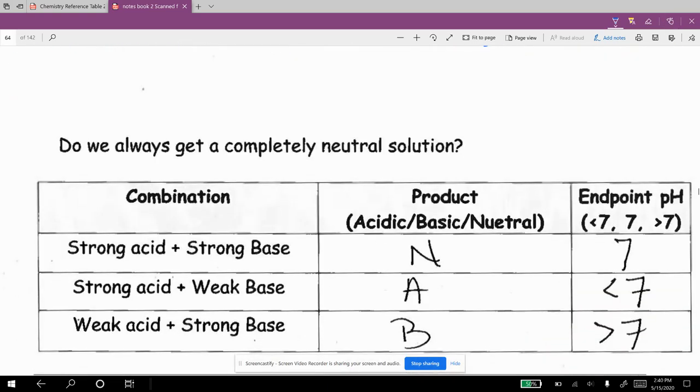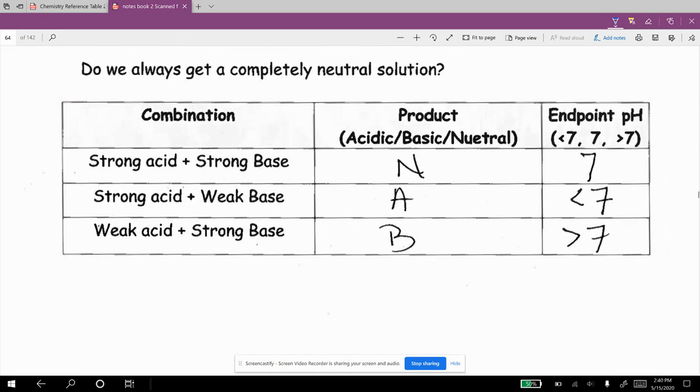So now, do we always get a neutral solution? Well, first of all, it depends on how much you add. So there's too many variables at stake. But let's just say we did equal amounts. So if I combine an equal amount of a strong acid and a strong base, I am going to get a neutral solution because the H will cancel out the OH, right? Your H plus and OH minus, if they're both strong, they're going to cancel each other out.